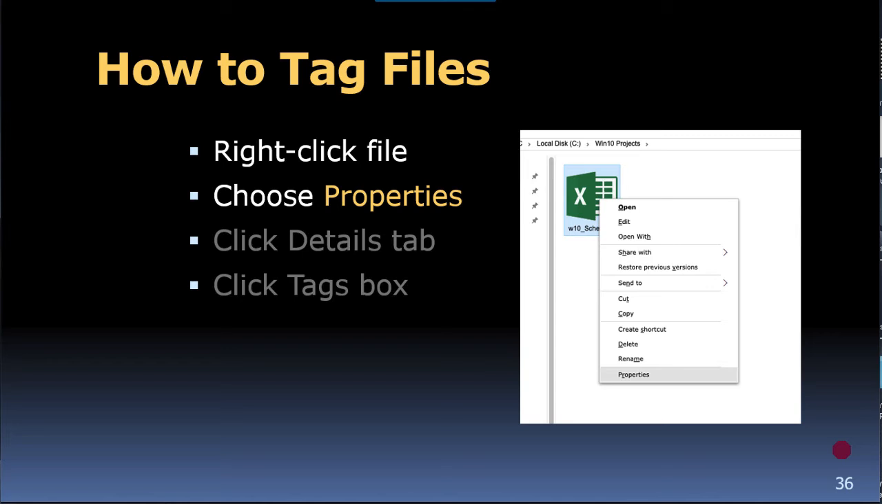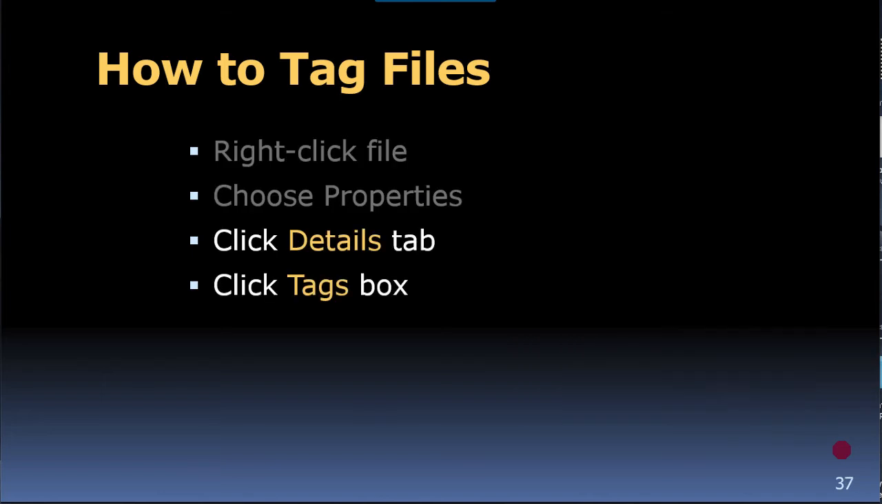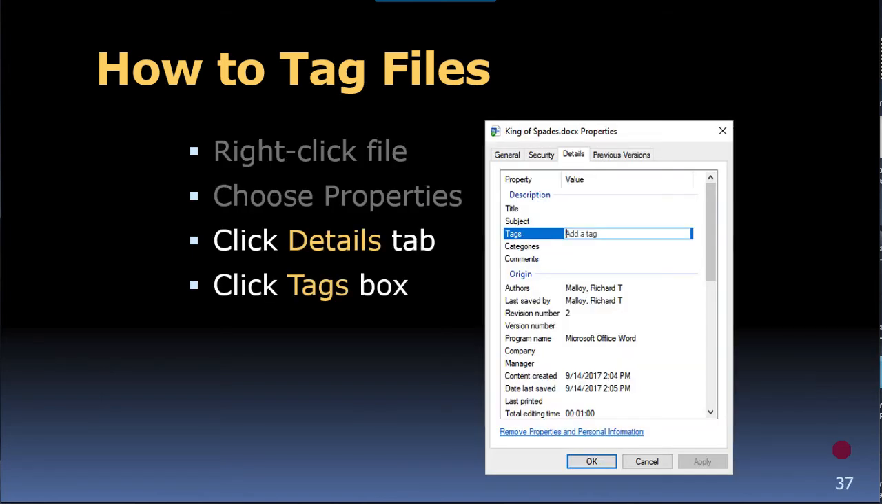Okay, it's fairly simple. All you need to do is right-click the particular file that you want to tag. In the menu that pops up, choose Properties. Then a little menu will pop up like that. You choose the tab for Details, and then just click where it says Tags. Click in this box there for tags, and just put whatever tag that they tell you to do there.